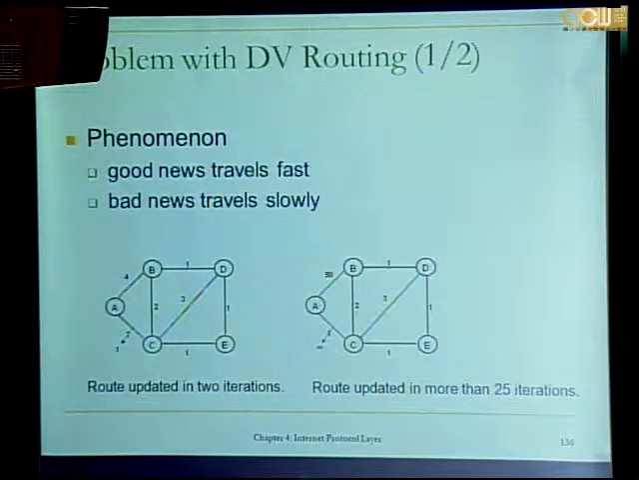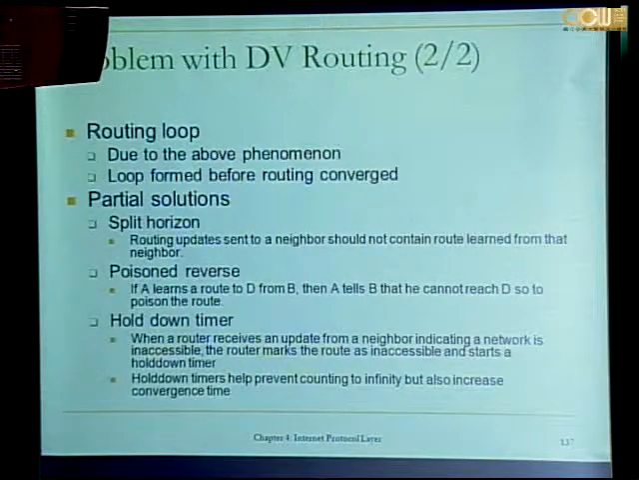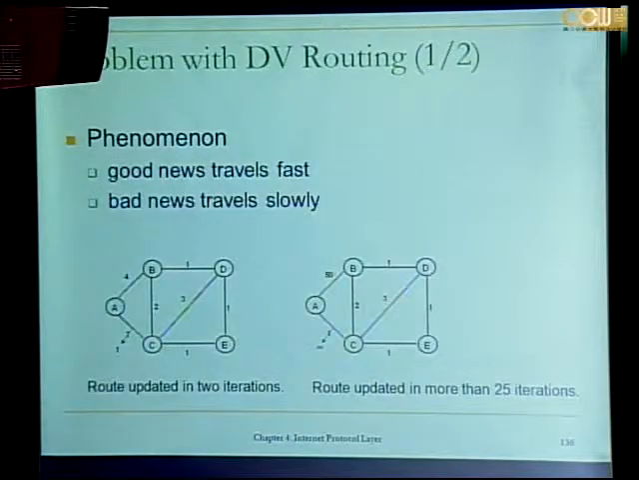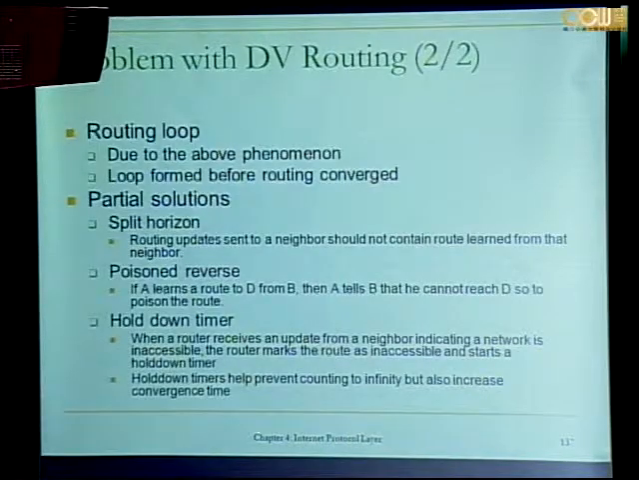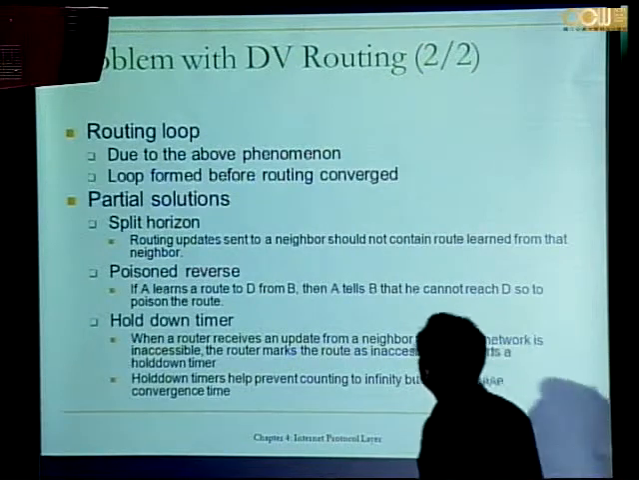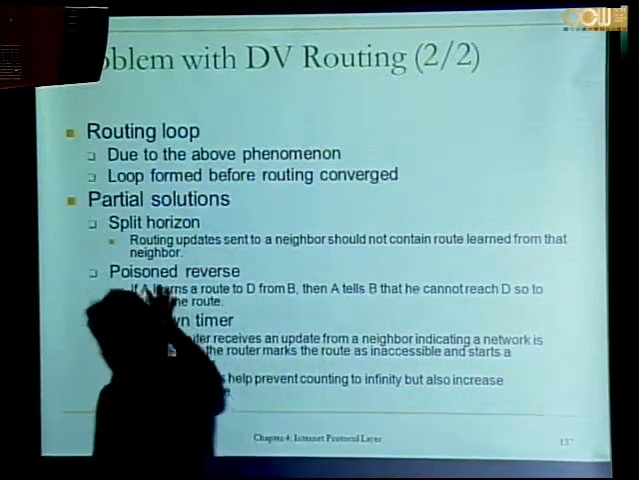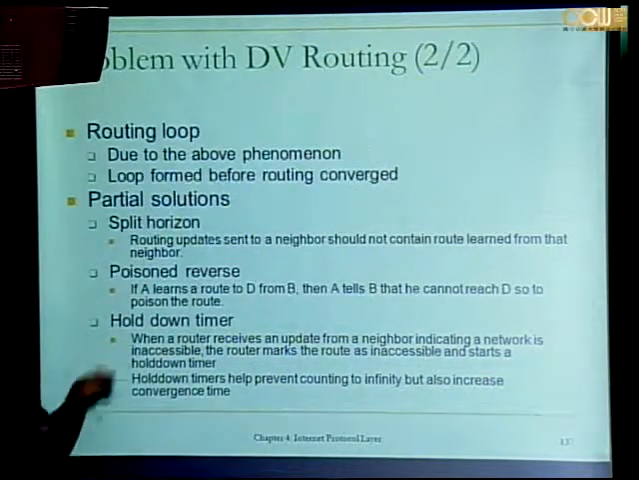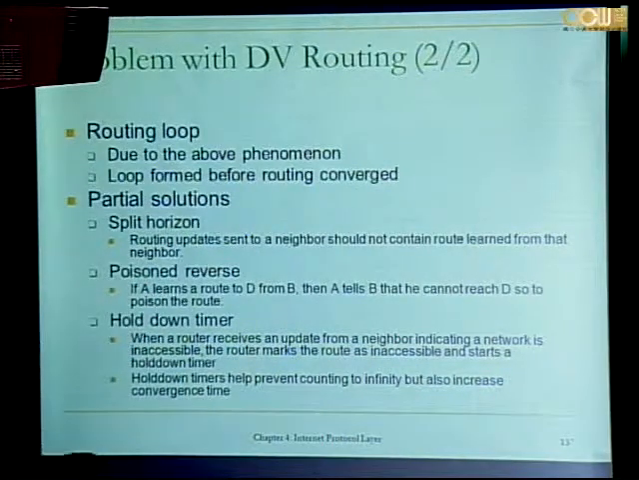You can read that. So the problem is this, and there are partial solutions for it. This problem is called count to infinity. And there are three solutions. One is split horizon, the second one is Poison reverse, and the third is hold down timer. It all says that you need to be careful about things told from your neighbor.